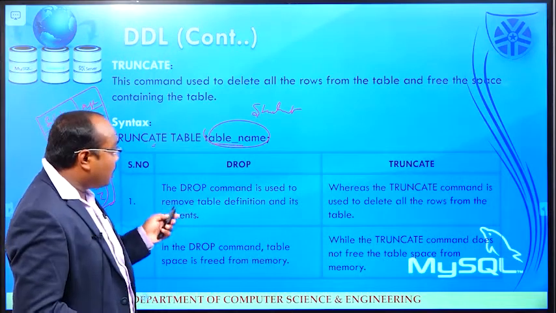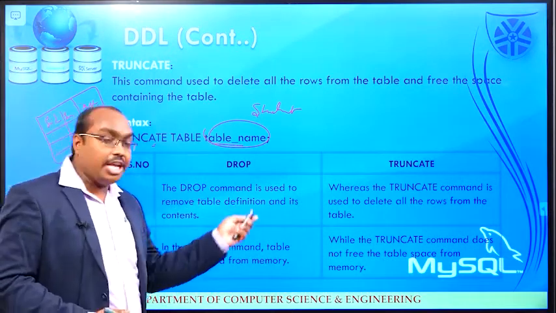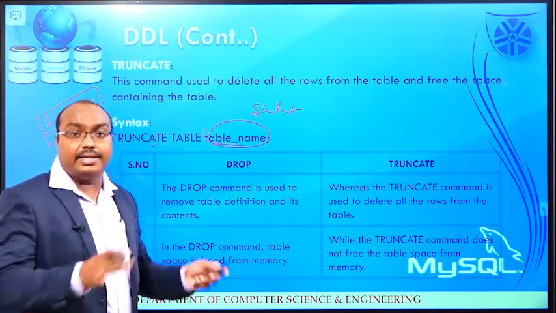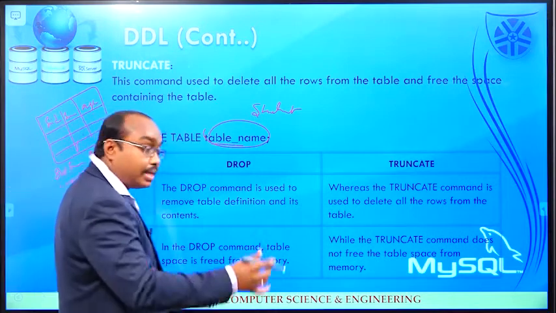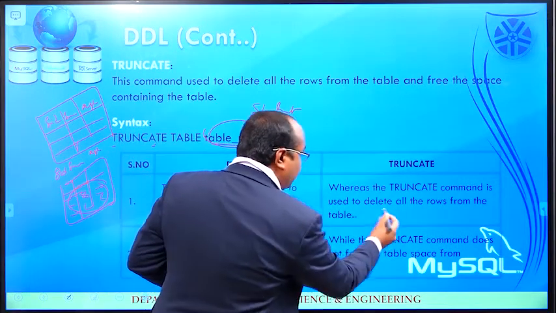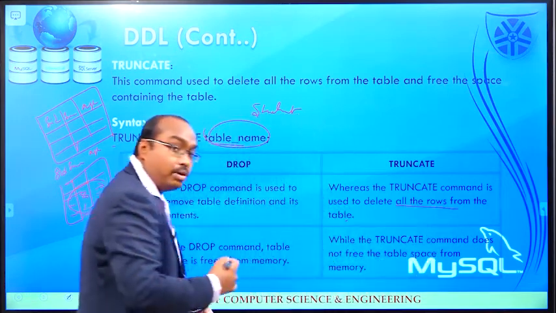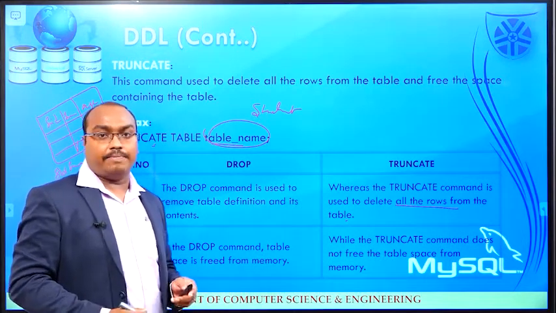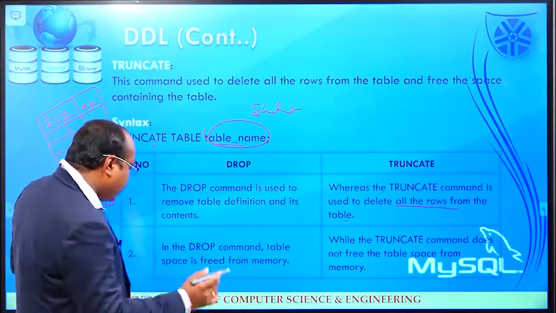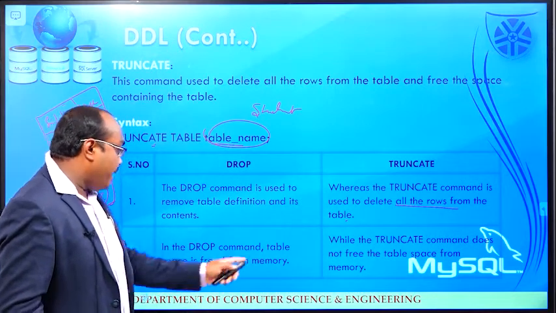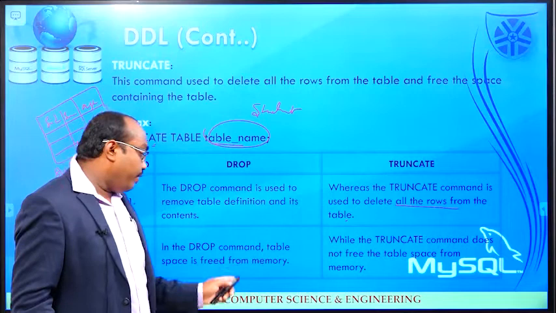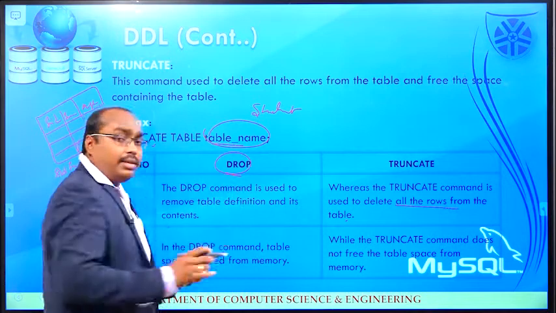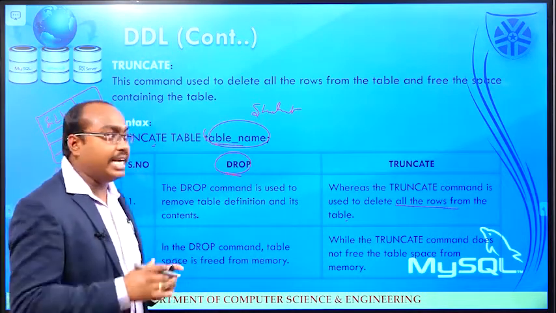The first point: the drop command is used to remove the table definition and its content. So the drop command is used to delete the entire content of the table. Whereas the truncate command is used to delete all the rows from the table. All the rows means we remove only the data content in the table. The second point: in the drop command, table space is freed from the memory. So whenever we apply the drop command, the entire table will be removed from the database.